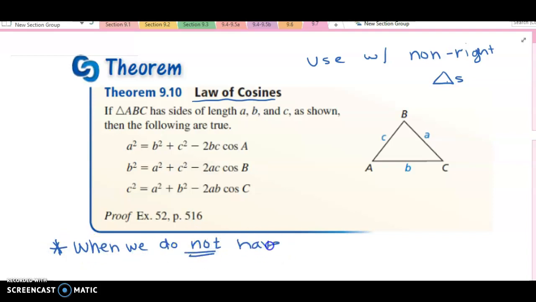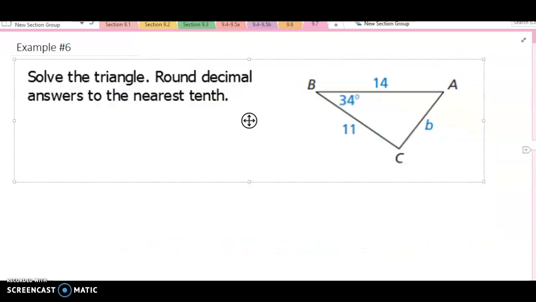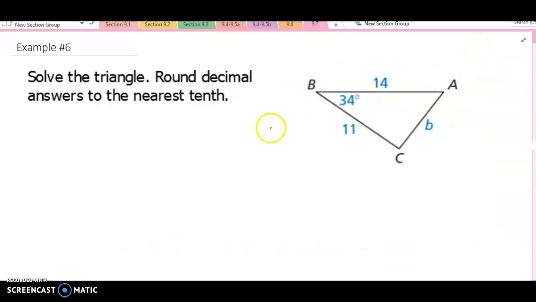We use the law of cosines when we do not have an angle side pair. Because remember, when we have an angle side pair, we use the law of sines. All right, so let's look at this example here. It says solve the triangle, round to the nearest tenth.